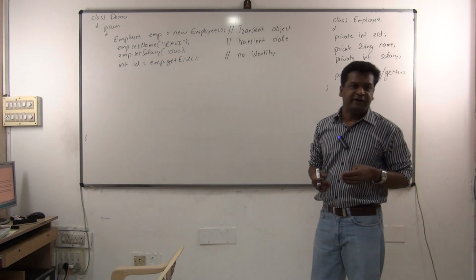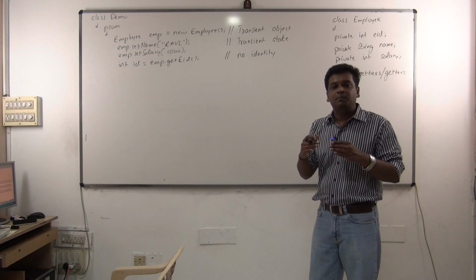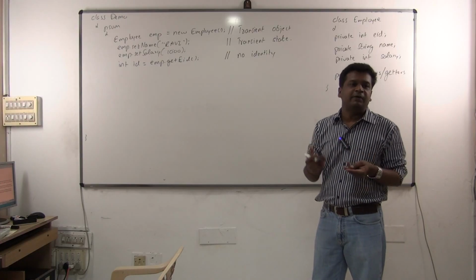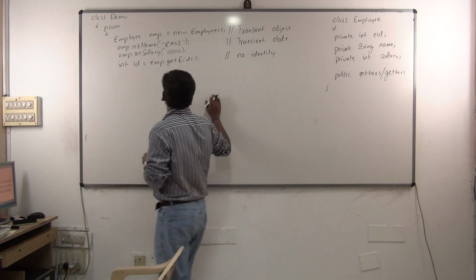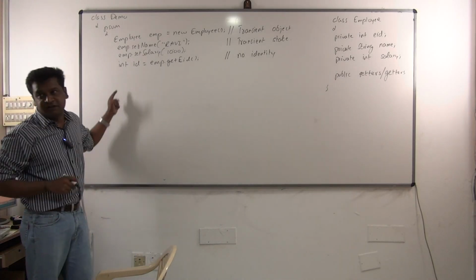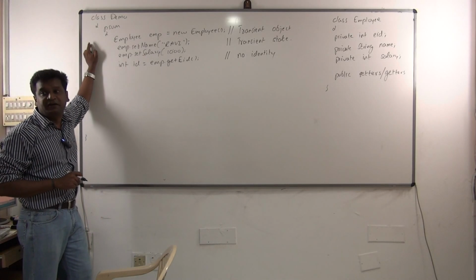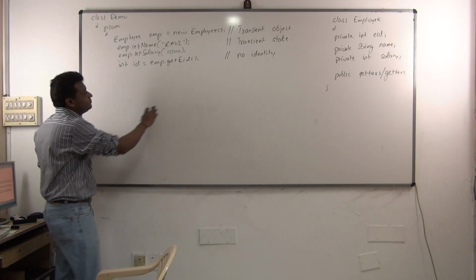Still it has not been generated because you have still not given this object to the Hibernate system. It's not participating in the Hibernate session now. Correct? So this is what you mean by a transient object, and the state of this object is called the transient state. Fine.